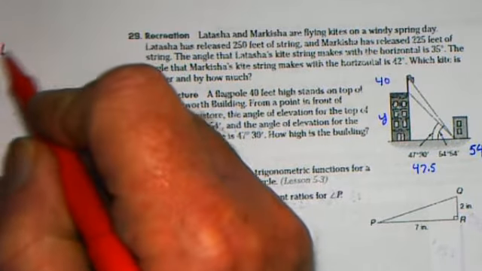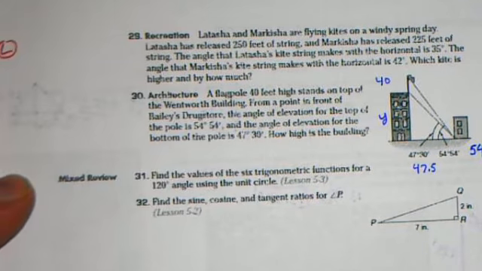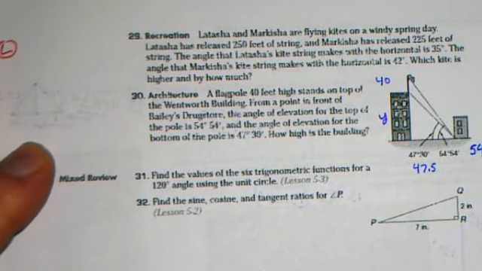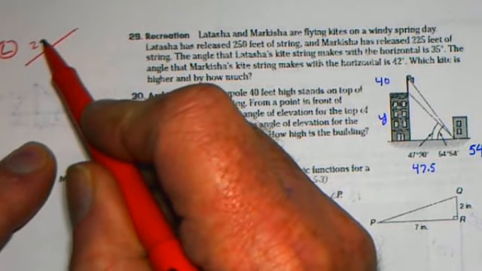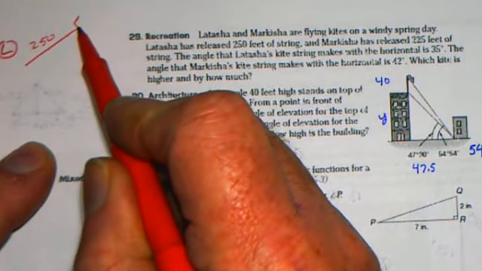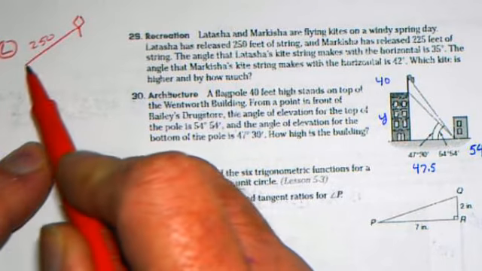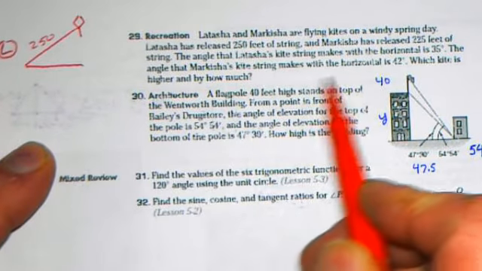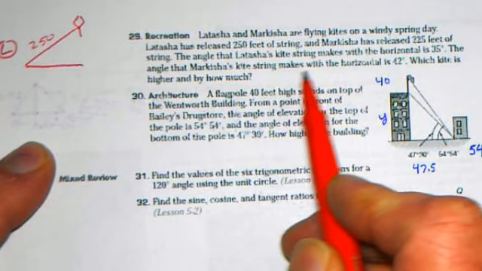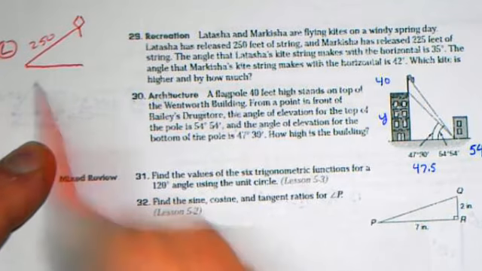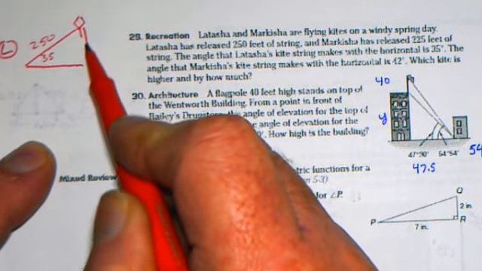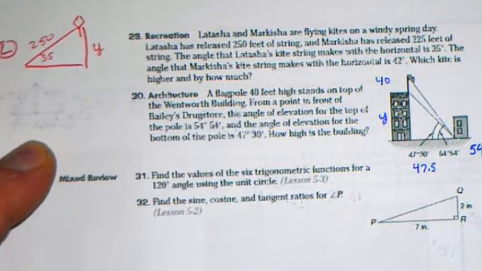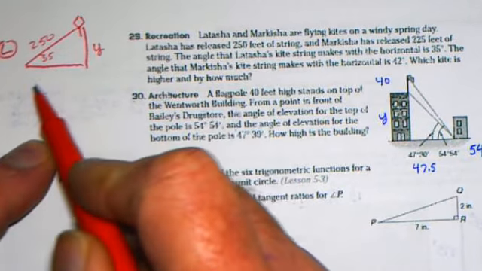If we talk about Latasha's kite, she's released 250 feet of string. That's the hypotenuse. Here we have the kite. The angle that the string makes with the horizontal, which is the angle of elevation, for Latasha is 35 degrees. And we can figure out how high the kite is. We've got an opposite over hypotenuse, that's going to be a sine problem.